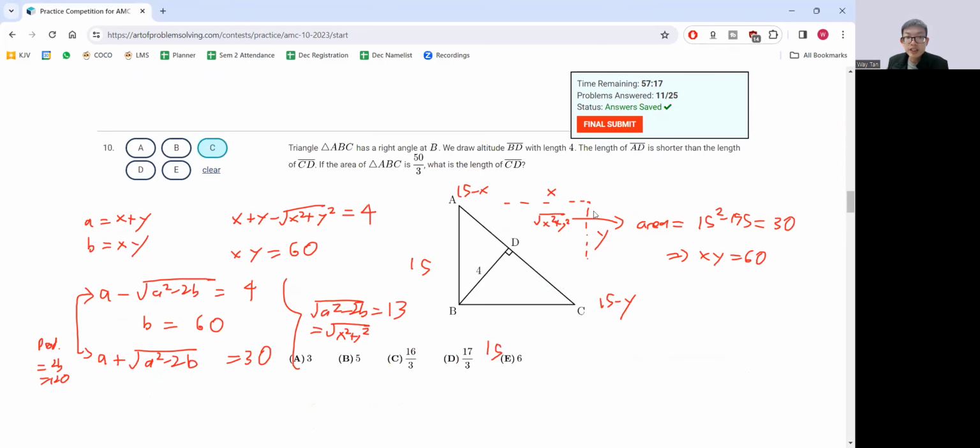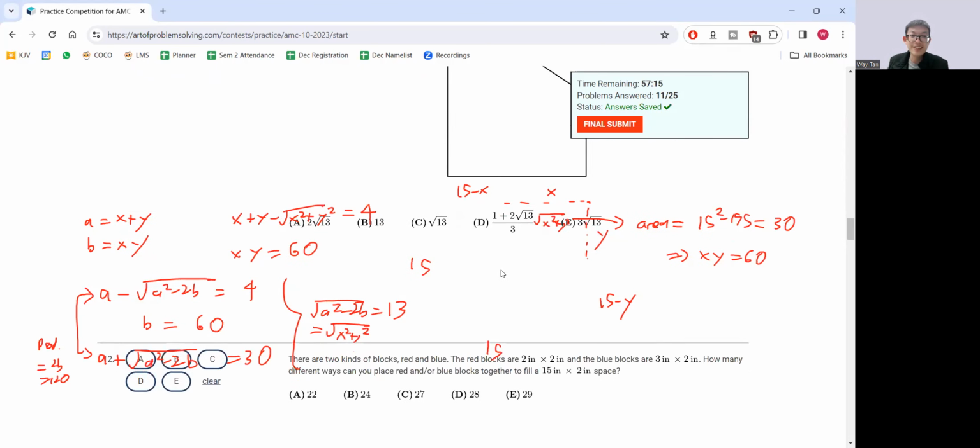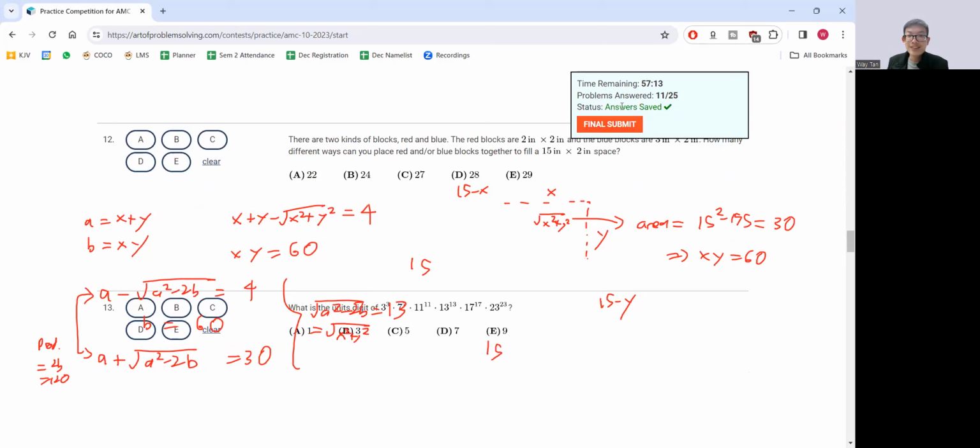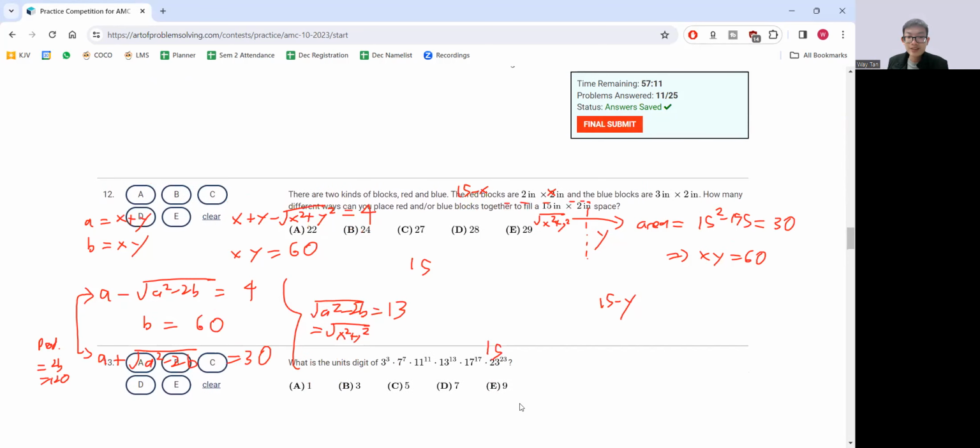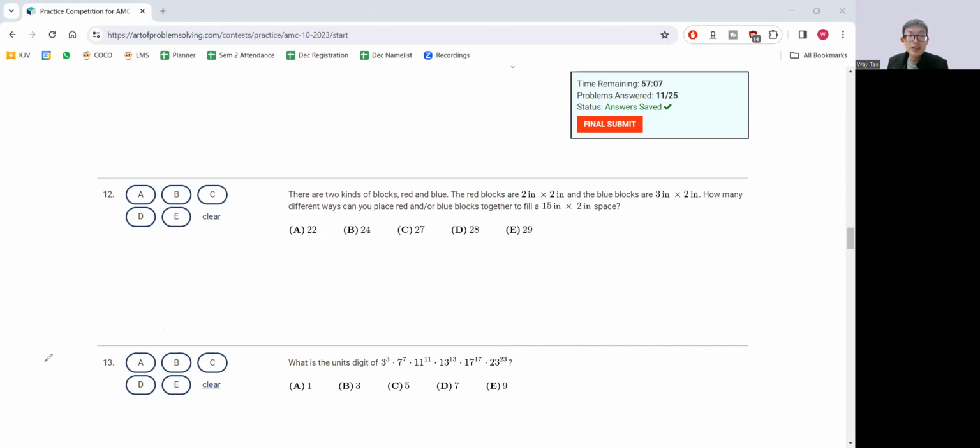Okay, what was the previous question? This one. I totally forgot what the question was already. Question 12. There are two kinds of blocks, red and blue. The red blocks are 2 inches by 2 inches, and the blue blocks are 3 inches by 2 inches. In how many ways can you place red or blue blocks together to form a 15 by 2 inch space?